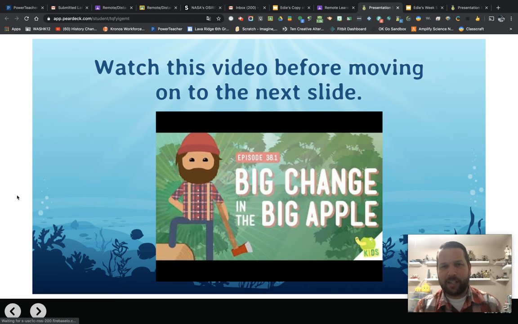What do you think it looked like before that? Was it just a barren wasteland? Was it a giant forest full of trees? That's something, it'll be interesting. It's kind of interesting to see the changes that have happened and think about that. How has the environment and the ecosystems around us changed?